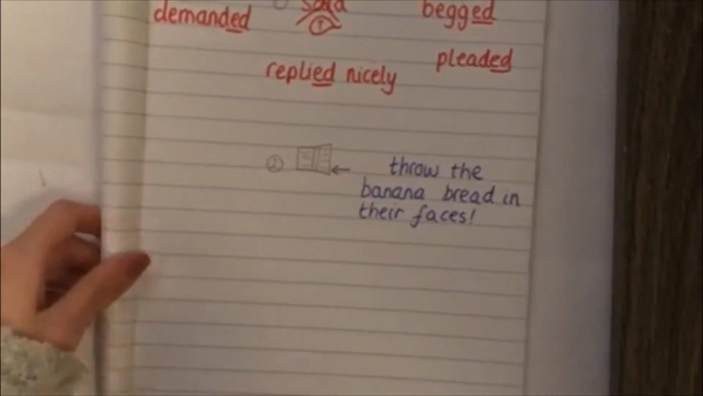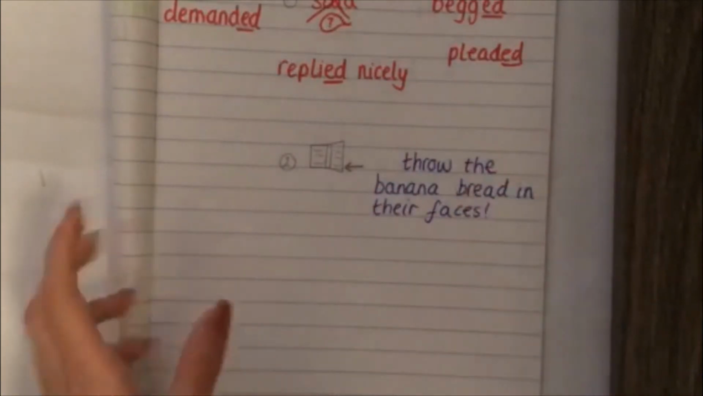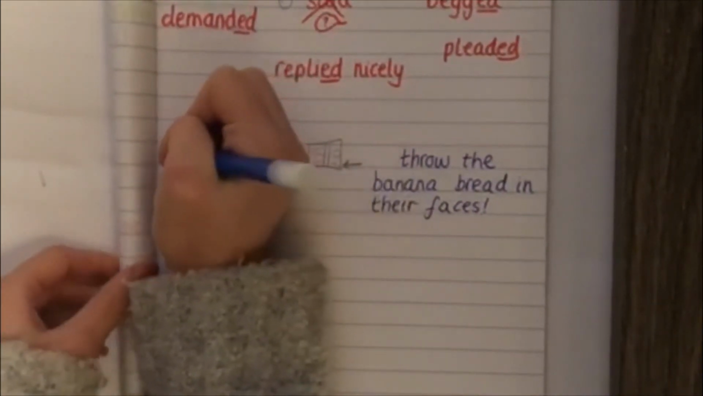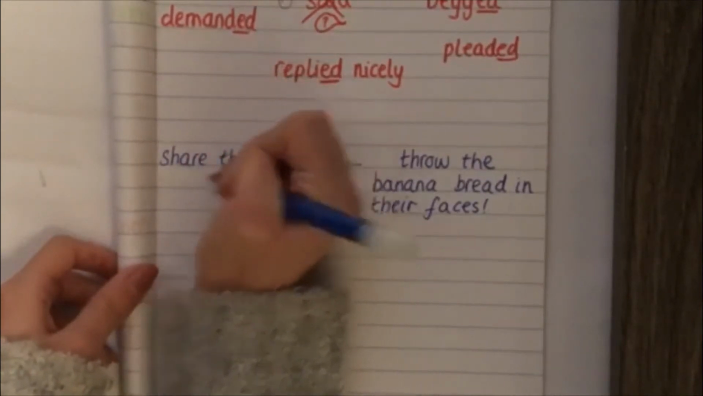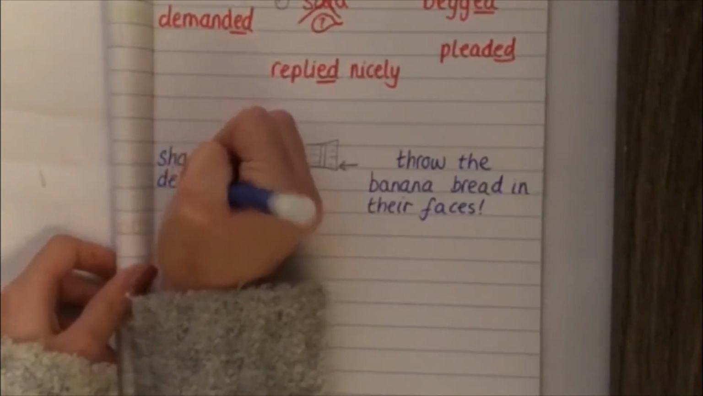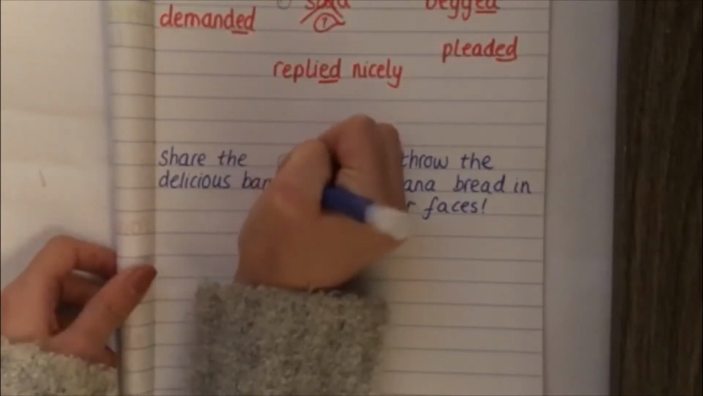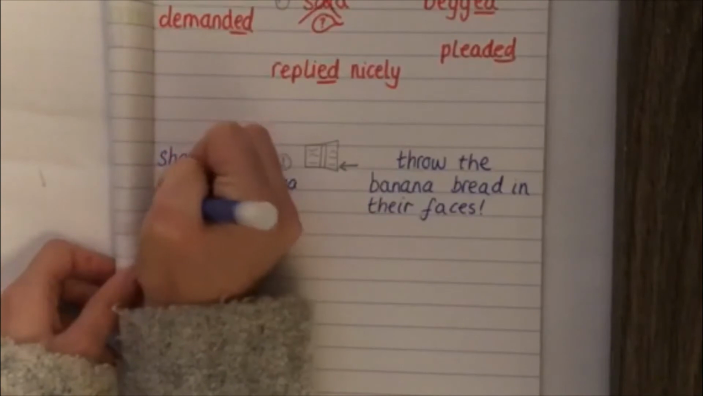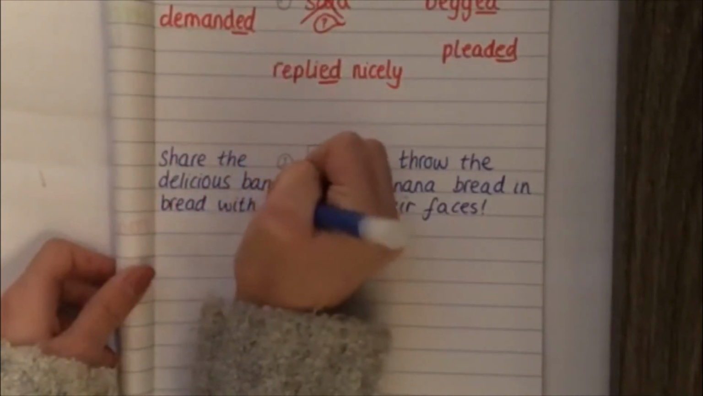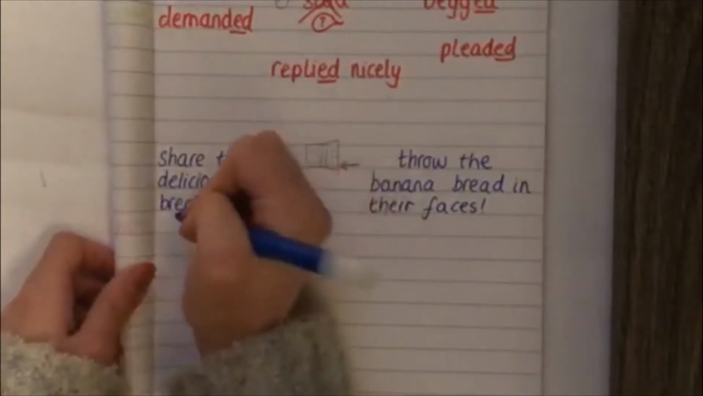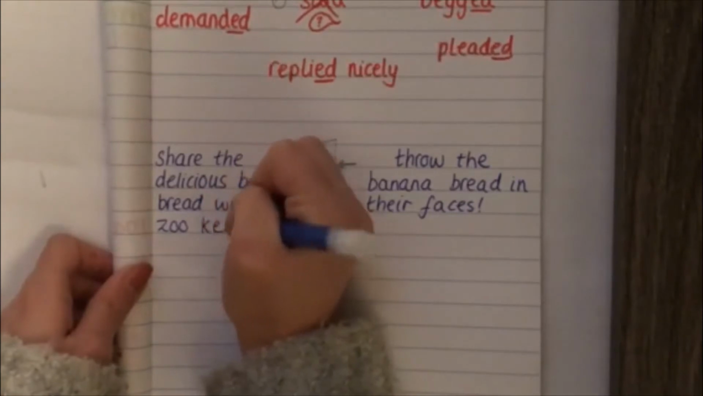Very cheeky. Maybe she wants to be nice about it. Maybe she wants to share the delicious banana bread with the zookeepers, because she lives in a zoo, who are really nice to her.